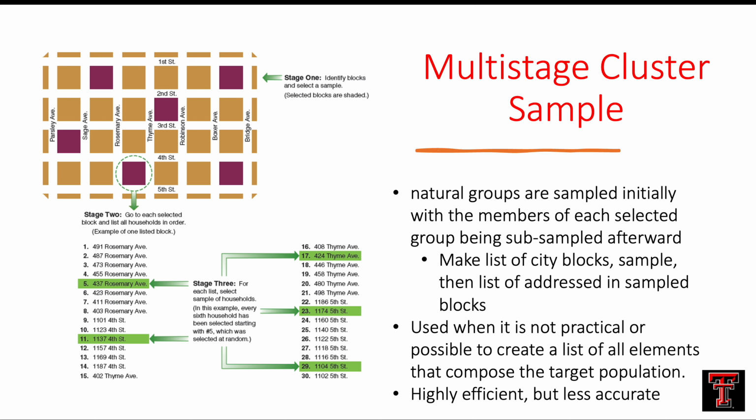It's used when it's not practical or possible to create a list of all elements. It's highly efficient, but it's also less accurate. So again, we use this if we're doing a very, very large scale study, say, people in Texas. We don't have a list of everybody in Texas, but we can make a list of all the cities and towns and then sample from that list, and then sample from city blocks and then sample from addresses.